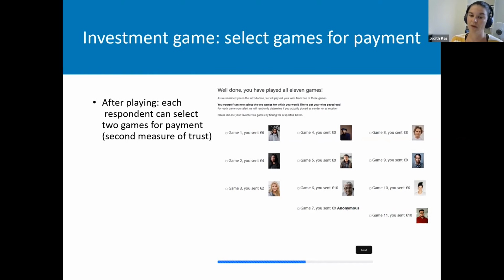So actually, one of our colleagues noted that it could happen that there's very little variation in the actual sending decisions, so people send more or less the same amount to everyone, and by making them choose between these 11 games, we actually force them to indicate who they would trust most and which game they would prefer over the others. So it's a second measure of trust.